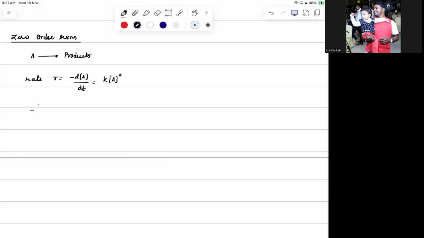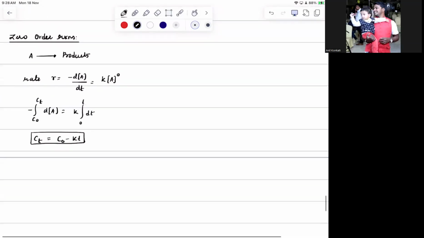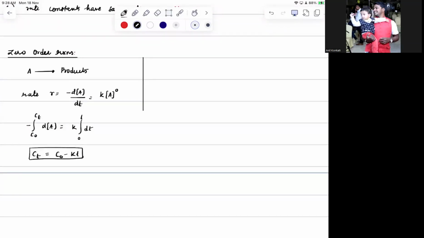Okay. And on integrating this from C naught to Ct of dA, which is equal to K into the integral from 0 to T of dt, on doing that, we get Ct is equal to C naught minus Kt. And this is the equation you should remember for zero order kinetics. Because in zero order kinetics, you would notice that the concentration with respect to time is varying linearly. And it will come to a completion also. Correct. So this is the initial concentration C naught which I have written.